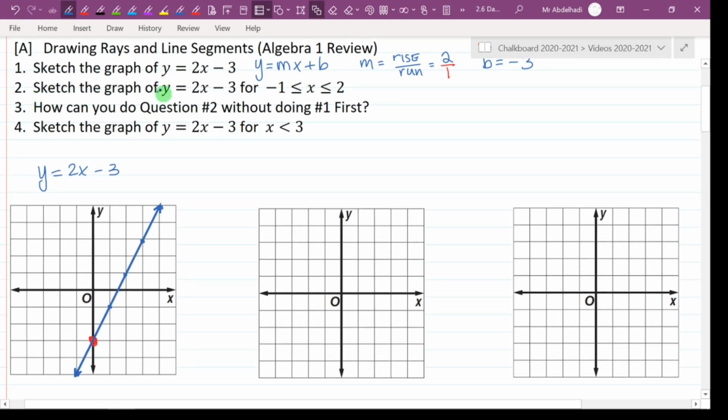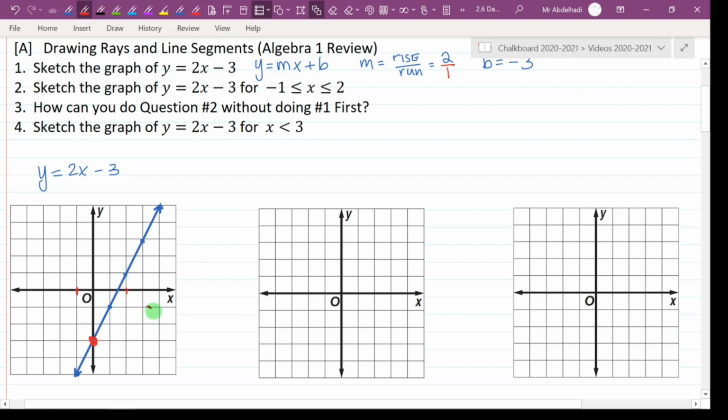Number 2, sketch the graph of y equals 2x minus 3. So same line, but this time only for -1 is less than or equal to x, less than or equal to 2. Now from the last lesson, we talked about three-part inequalities. And what we're saying here is that we only want this line where the x is between -1 and +2. And because these are underlined, these will both be closed circles. So that means it's the same line, but we only want it to exist between -1 and +2.